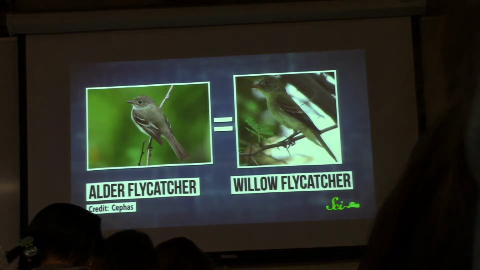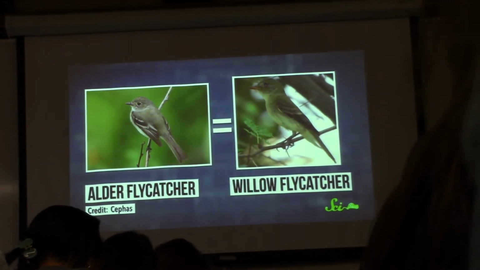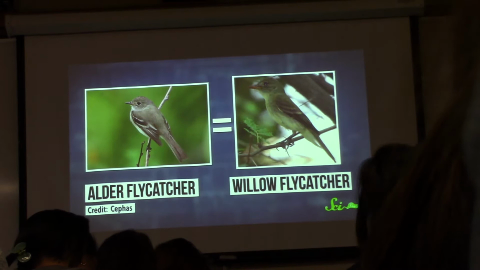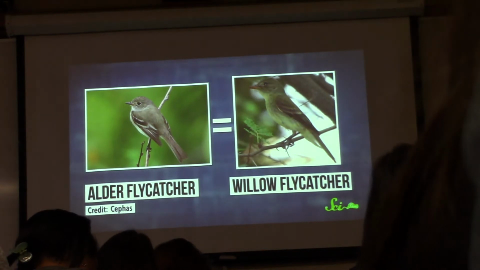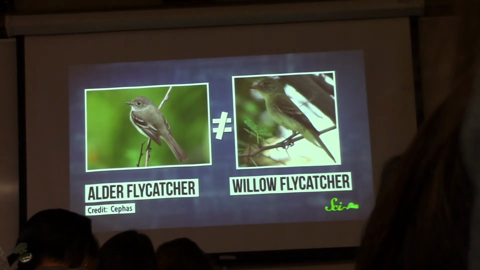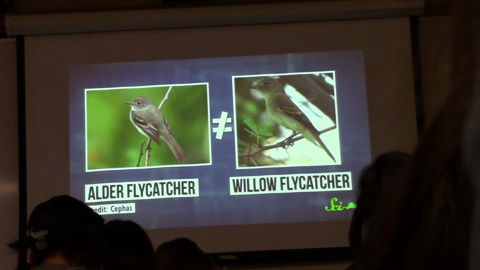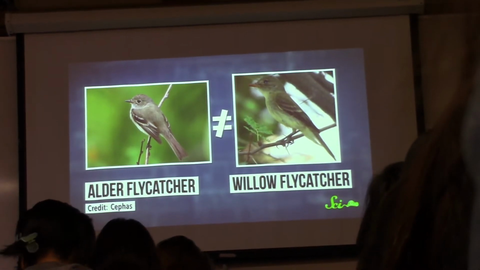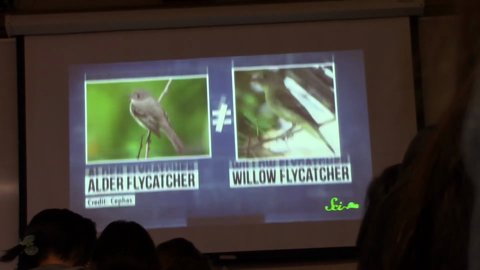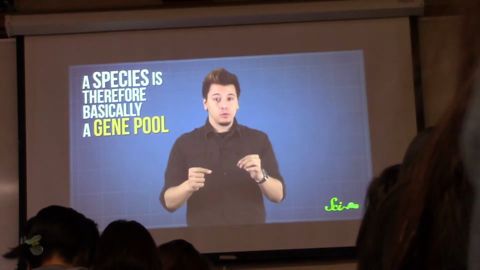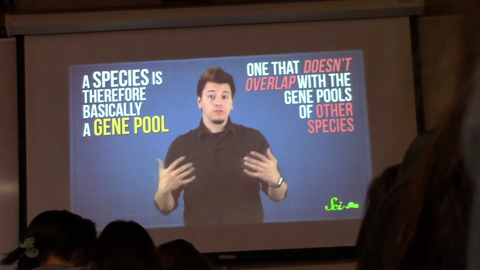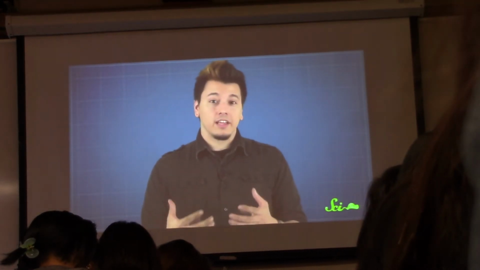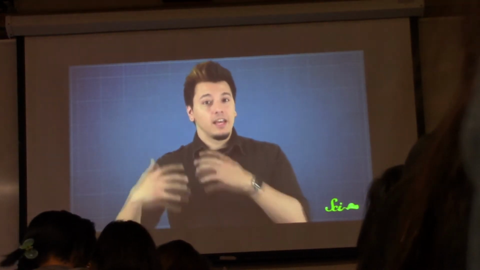Alder and willow flycatchers used to be considered part of the same species because they mate up in the wild, they look the same, and it seems like they should be able to breed. But ornithologists eventually realized they're totally different species. They sing different songs to attract different mates, so alder flycatchers never try to mate with willow flycatchers. They're reproductively isolated. A species is therefore basically a gene pool, one that doesn't overlap with the gene pools of other species. That's a good, rigorous scientific definition. It can be tested and observed in the wild.